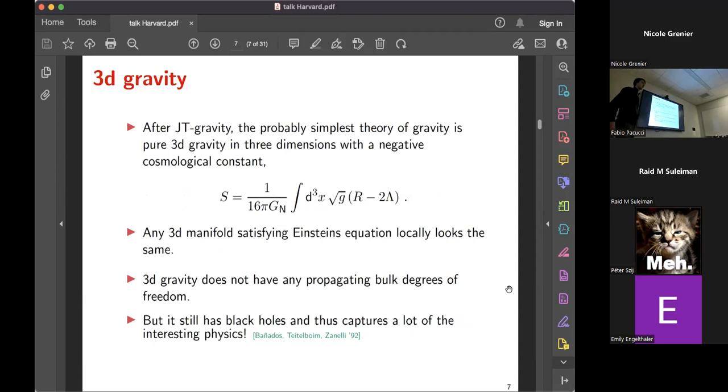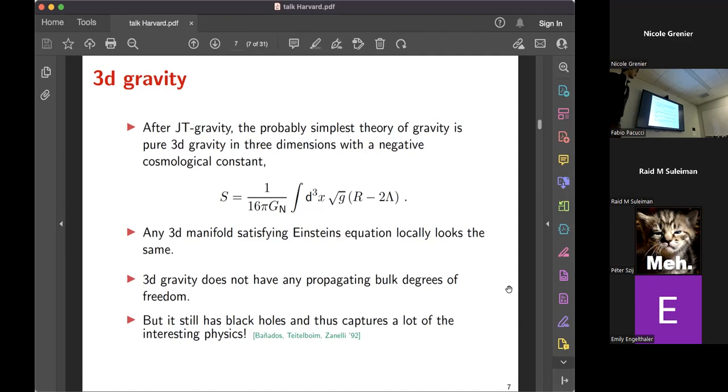And one very nice feature of 3D gravity is that if you try to solve Einstein's equation of motion, this tells you what the Ricci tensor is. But in 3D, you can express the Riemann tensor through the Ricci tensor. And so this tells you that every solution of the Einstein equation locally looks the same. It's locally always a symmetric space. In particular, you can immediately see from that 3D gravity doesn't have any dynamical degrees of freedom. So there are no gravitational waves in this theory. So that's what makes it much easier than 4D gravity.